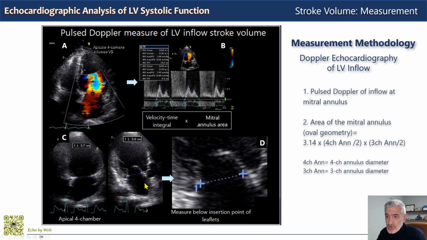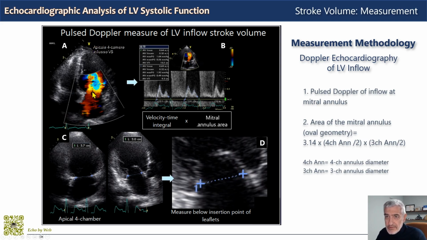And this is because in normal subjects you have an oval geometry of the annulus, and so you use this formula here to calculate the area of the oval, whereas only in dilated cardiomyopathies you may have an altered geometry of the annulus, which is not an oval anymore, but circular.